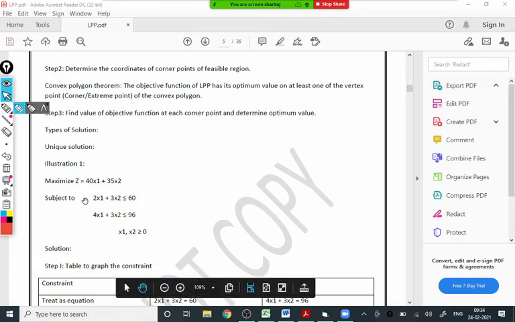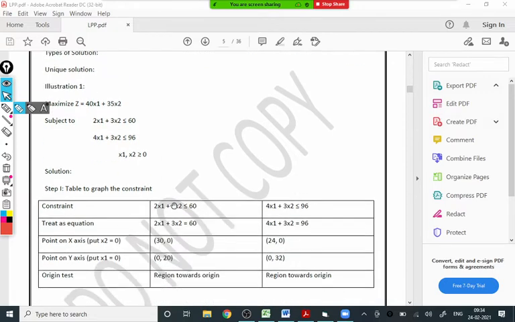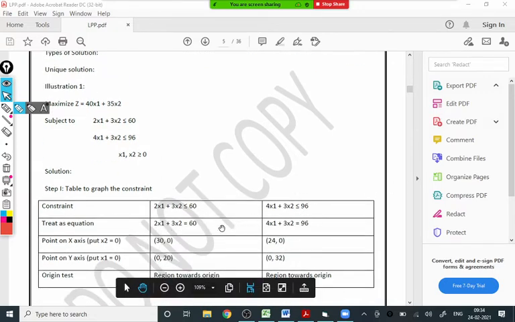Here, to draw this constraint in the xy plane, step number one, we convert this inequality to an equality. The inequality is just replaced by an equality sign. Then we put x1 equal to 0 and x2 equal to 0, and we get the 2 points.